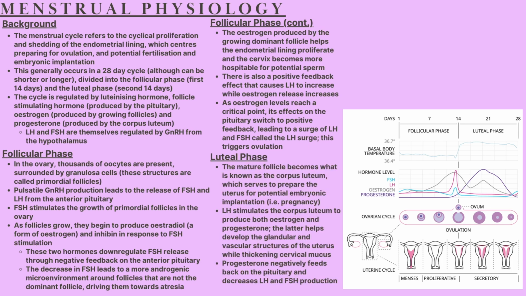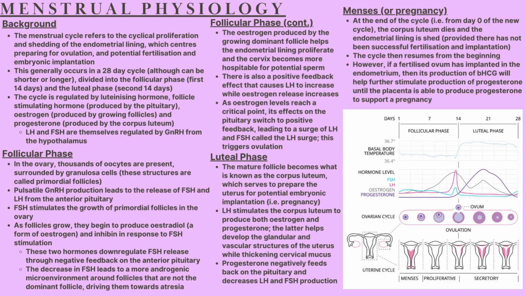The next phase after ovulation is the luteal phase. In the luteal phase, the mature follicle becomes what's known as the corpus luteum, which serves to prepare the uterus for potential embryonic implantation, that is, pregnancy. LH stimulates the corpus luteum to produce both estrogen and progesterone. The latter helps develop the glandular and vascular structures of the uterus while thickening cervical mucus. Progesterone negatively feeds back on the pituitary and decreases LH and FSH production.